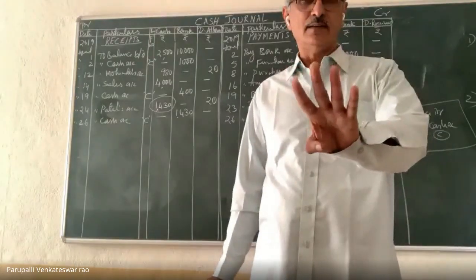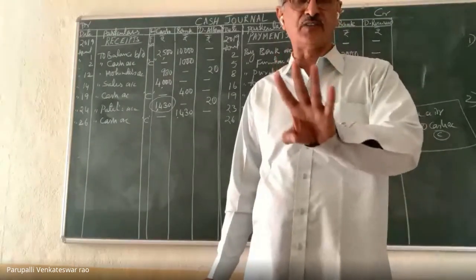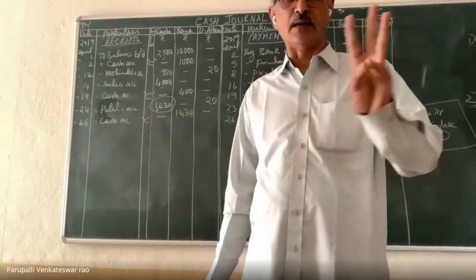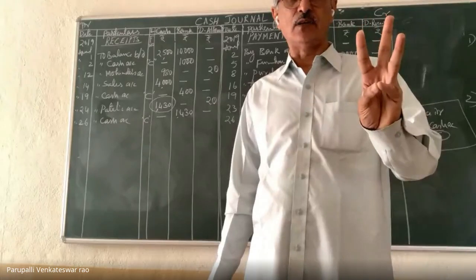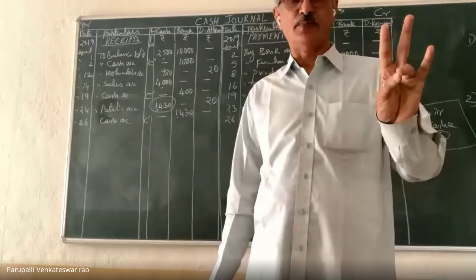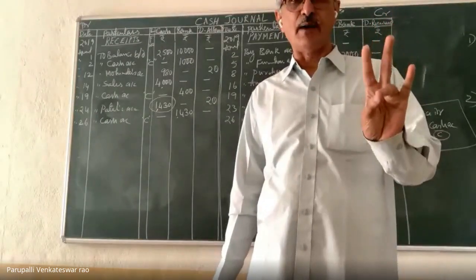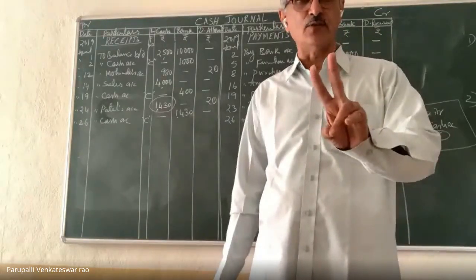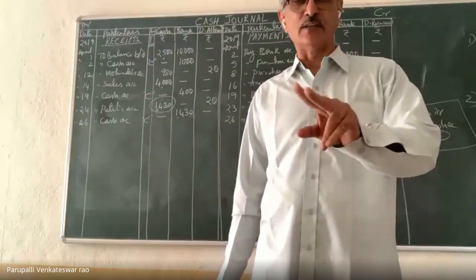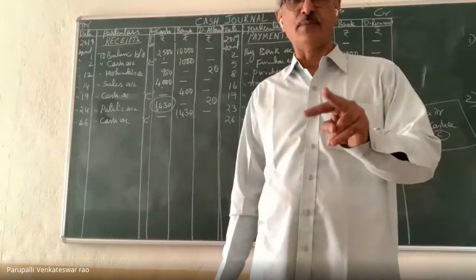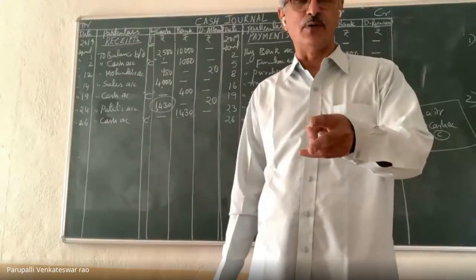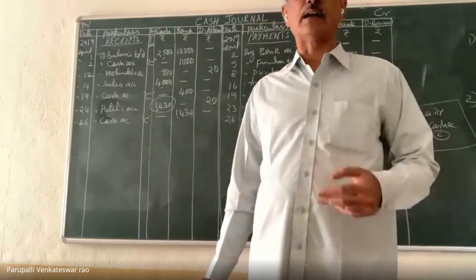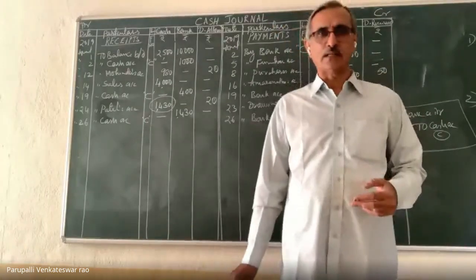There are 3 occasions where contra entries arise. Number 1, cash deposited into the bank. Number 2, cash withdrawn from bank for office use. Third one: when a check is received from a customer on 10th January, for example. Check received from customer, entry is cash account to customer account.